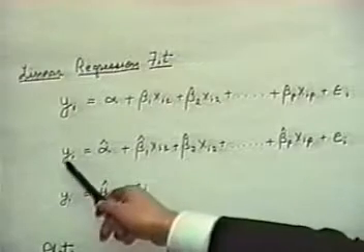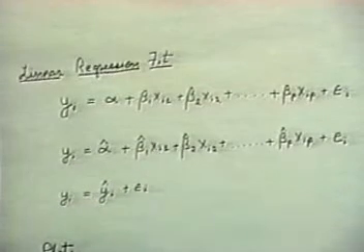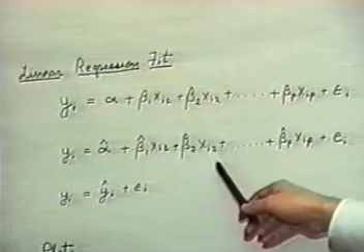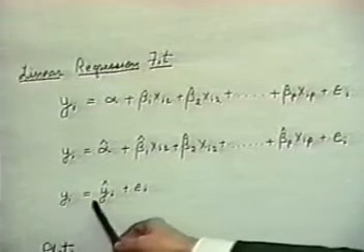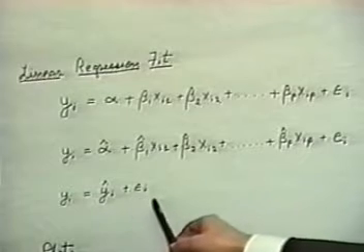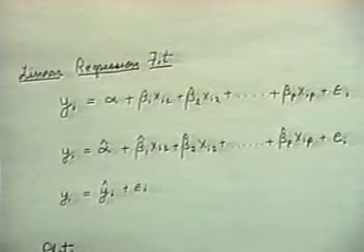When we fit a line to this data using a linear regression fit, we end up with y sub i equal to alpha hat plus beta hat 1 x sub i1 plus beta hat 2 x sub i2 and so forth, plus a residual e sub i. That is, we have decomposed the data into y sub i equals y hat sub i plus e sub i, or the data is equal to the fit plus the residuals.